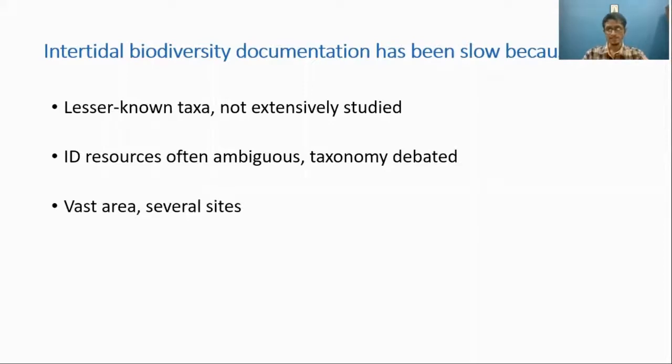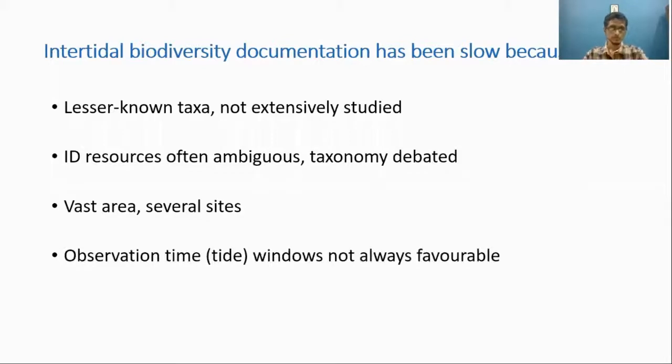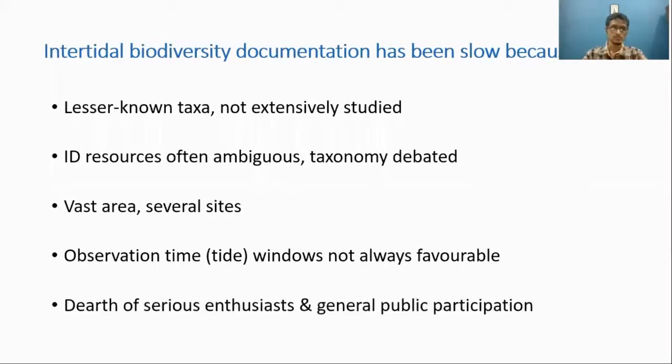The intertidal is a vast area. It sounds like it's a narrow strip of land, but it's actually large swathes of land that get exposed at low tide. And there are several sites. Just within Mumbai, we have multiple sites which are too many to cover just for experts to explore on their own. The observation time is very limited because it's limited to tide windows. Good low tides are very few and far apart in the year. And lastly, there has always been a dearth of serious enthusiasts to document it, and a lack of general public participation as opposed to an activity such as birding in India.